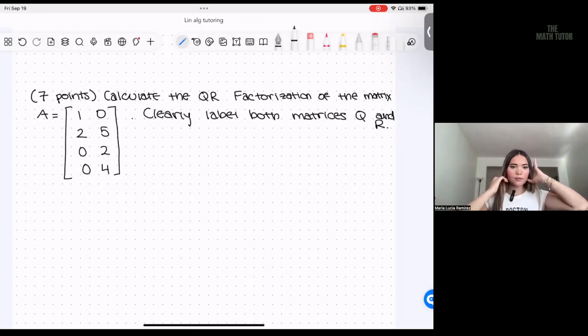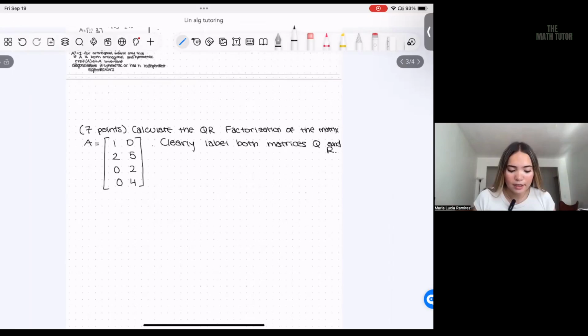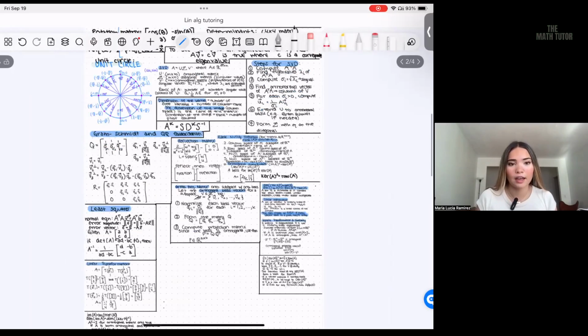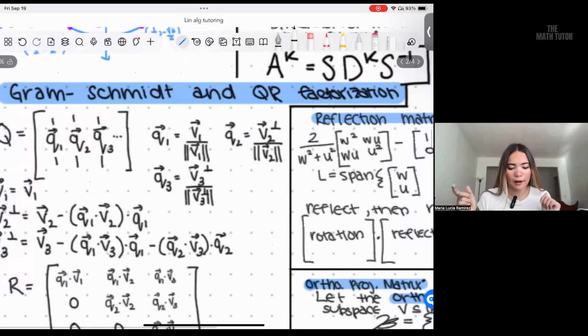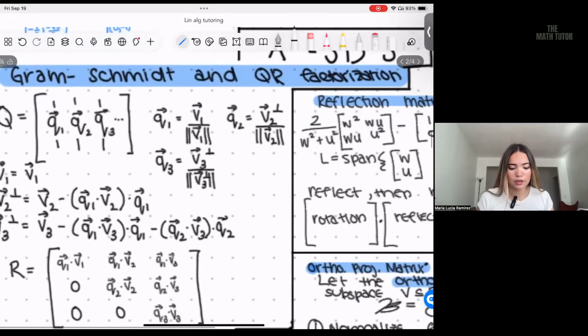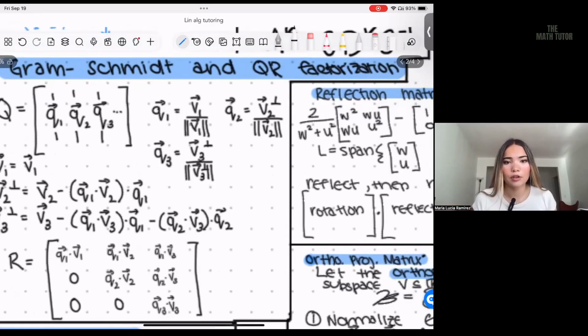So, for the final, especially, we got to use a formula sheet, and what we put on this formula sheet was pretty important. For this problem, I would be using this section of the formula sheet. So if you guys want to screenshot this, it's the Gram-Schmidt and QR factorization.